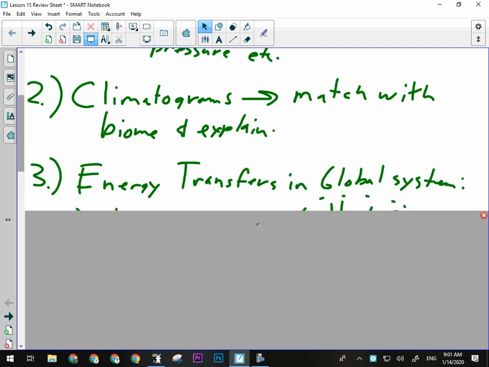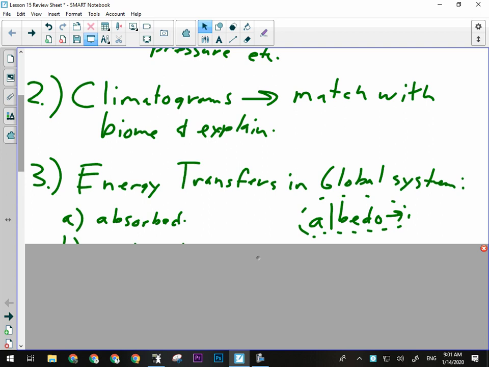And then we talked about energy transfers in global systems. We talked about how energy is transferred: conduction, convection, and radiation. We also talked about the 3 fates of light when it strikes the Earth's surface. What were they? Absorbed, reflected, converted by photosynthesis. There's definitely going to be a question about the 3 fates of light.